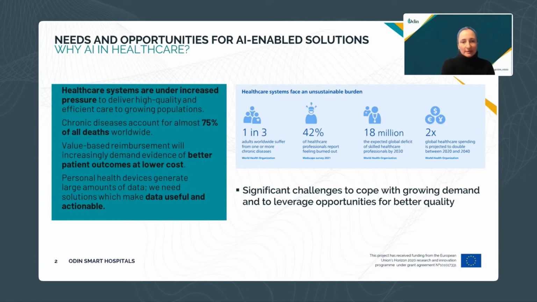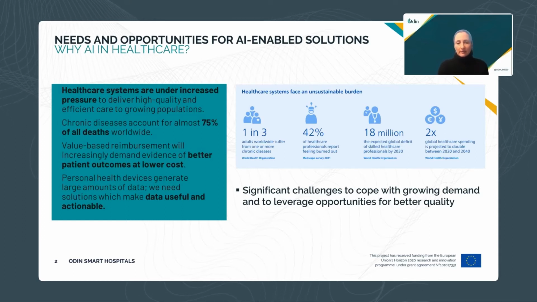Also, chronic diseases account for almost 75% of all deaths right now, and 1 in 3 adults suffer from one or more chronic diseases, which is a huge percentage. Because of these very large costs, if we look at reimbursement, the models are changing, with increasing demand for evidence that better patient outcomes can be delivered with lower costs. At the same time, people are increasingly using personal health devices, which generate large amounts of data, but we still need solutions to make that data useful and actionable, because it does not receive the use that it actually deserves.